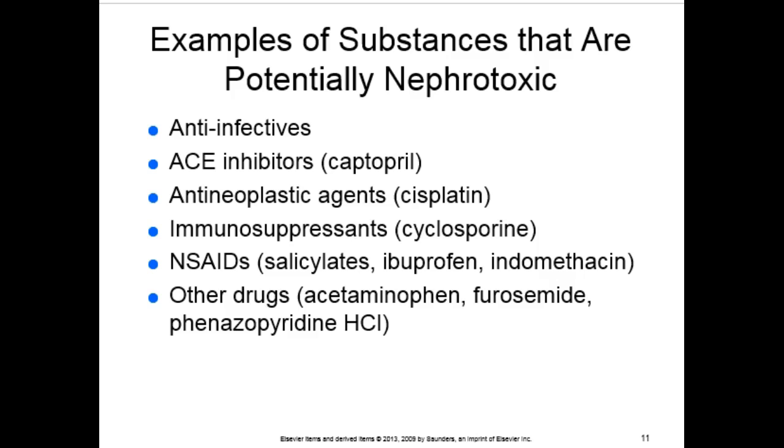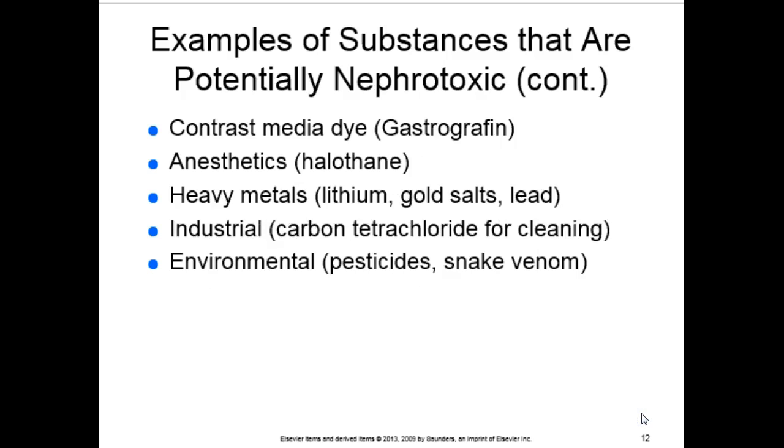Also, we look at other toxic substances. We're going to go to the next slide for this one. Contrast media, such as gastrografin, anesthetics, heavy metals, exposure to industrial chemicals such as carbon tetrachloride, environmental exposure to pesticides, and then also recreational drugs such as cocaine or heroin.